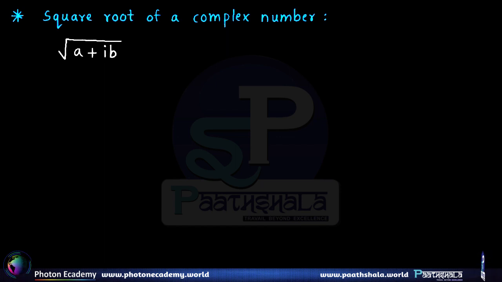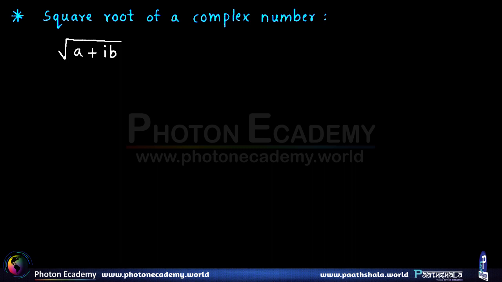Let us see how to find the square root of any given complex number. Suppose we have the complex number a plus ib, whose square root we have to find. Now let's assume that the square root of this complex number is, say, x plus iy. So basically we have to find the values of x and y.